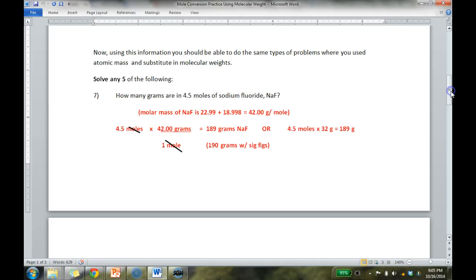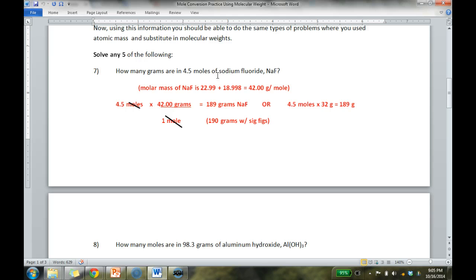Okay, scrolling down here, this looks just like what we've done already. We've been looking at different problems just like this. So how many grams are in 4.5 moles of sodium fluoride, NaF? It's not really a big deal because previously what we've been looking at is just maybe how many grams are in 4.5 moles of sodium. Now we've just made it into an ionic compound. So in the red here, I have an answer for you, showing you all the work, so showing you my thought process of why I was doing what I was doing.